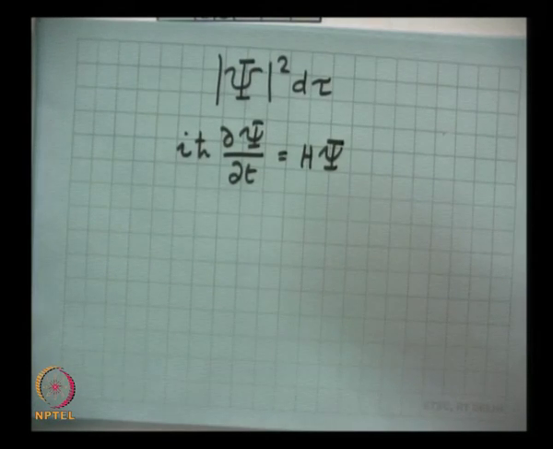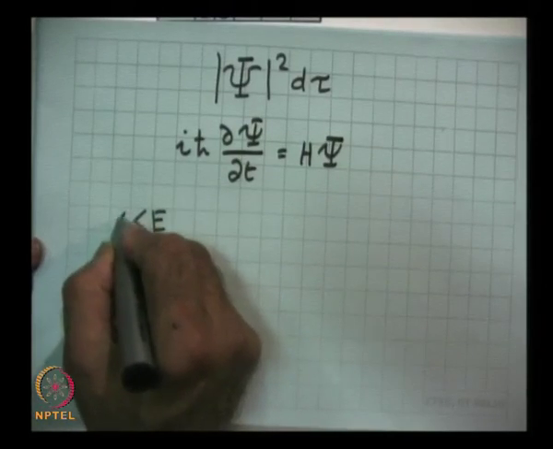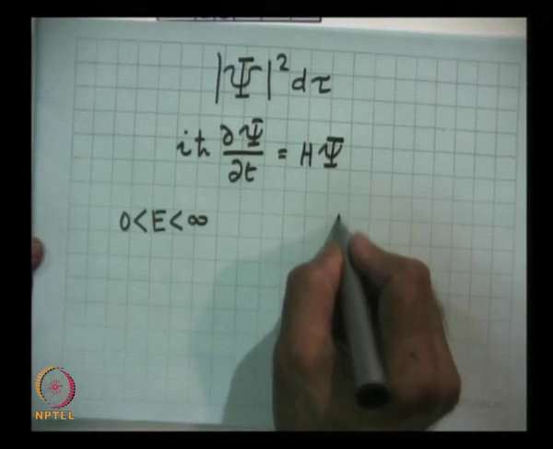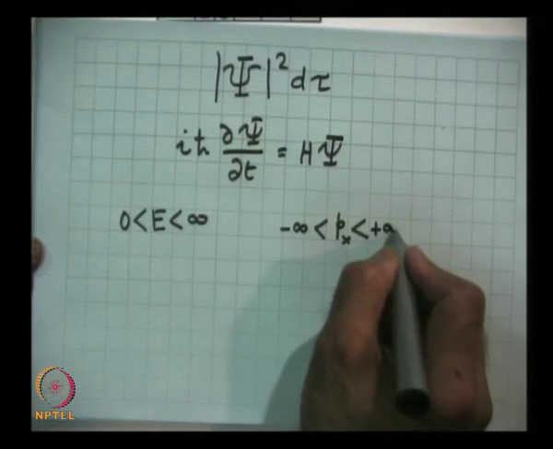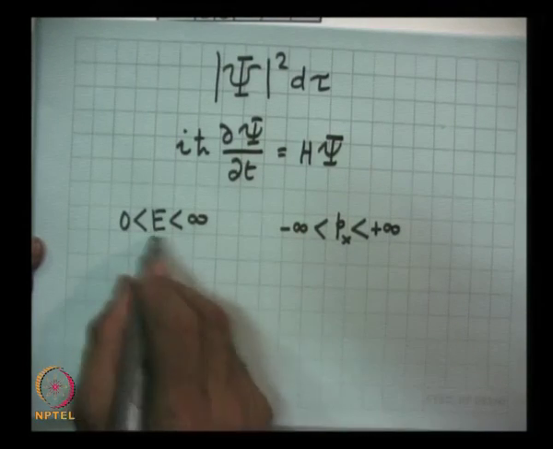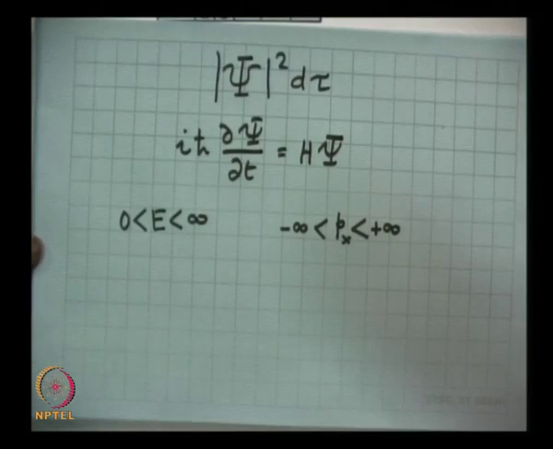So, that completes the free particle problem. Now, in the free particle problem, we had found that the energy of the particle takes a continuum of values from 0 to infinity. The x component of the momentum takes a continuum of values from minus infinity to plus infinity, and E is equal to p square by 2 m. So, p takes all possible values from minus infinity to plus infinity, and the energy of the particle can take any value between 0 and infinity.